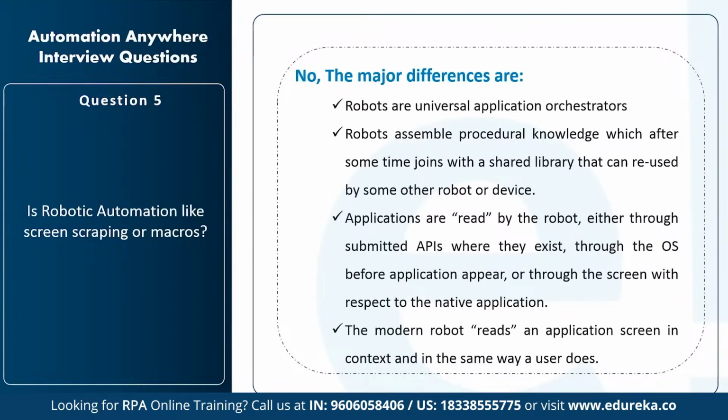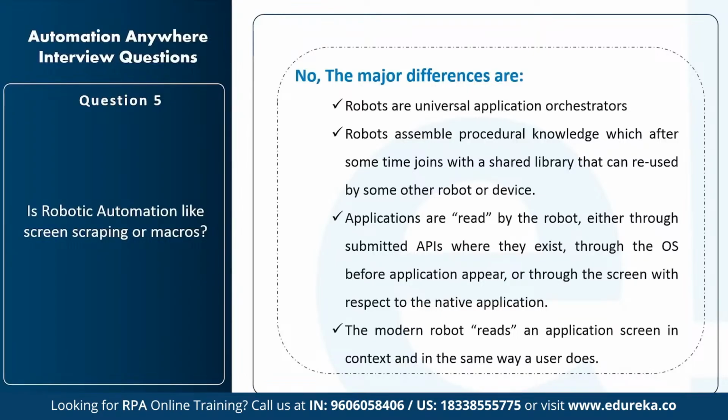So the major differences between the robotic automation and the screen scraping or macros is basically that the robots are universal application orchestrators, and any application that can be used by a man can be used by present day robot, whether it's a mainframe application or a desktop application or a legacy application or even web service enabled, or even if it is a closed third party API hosted service.